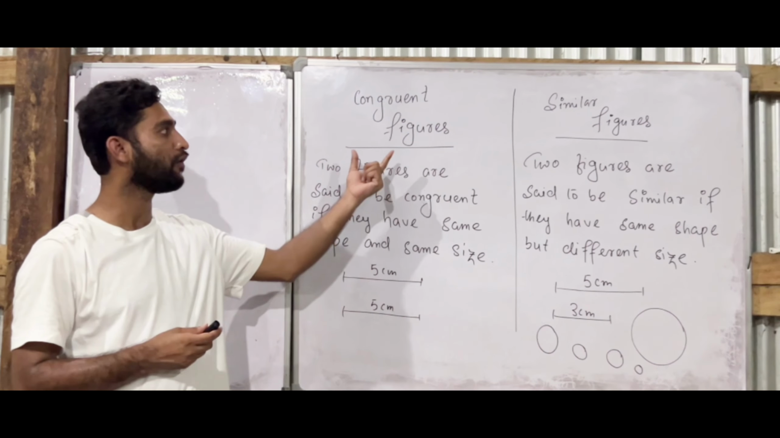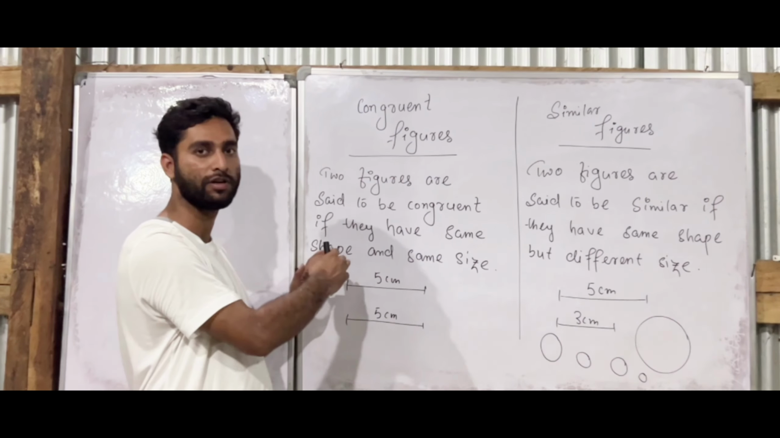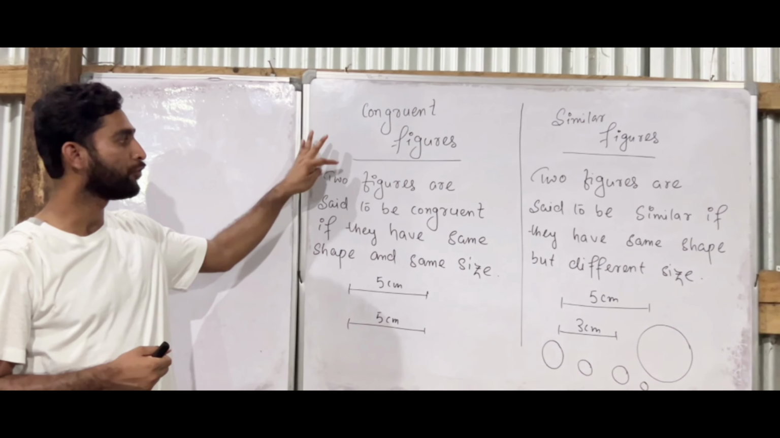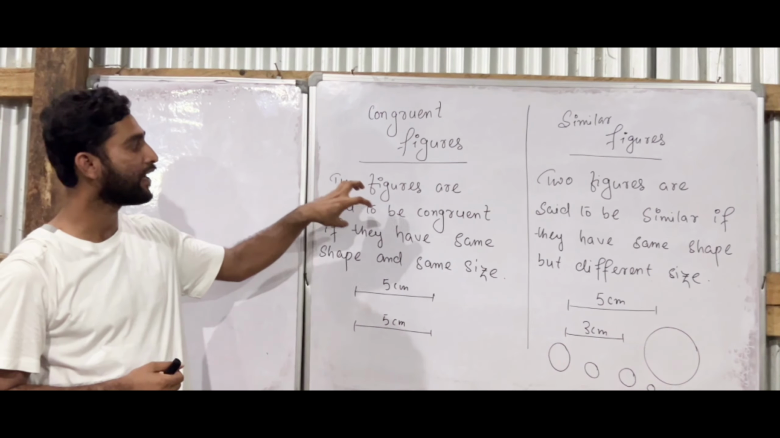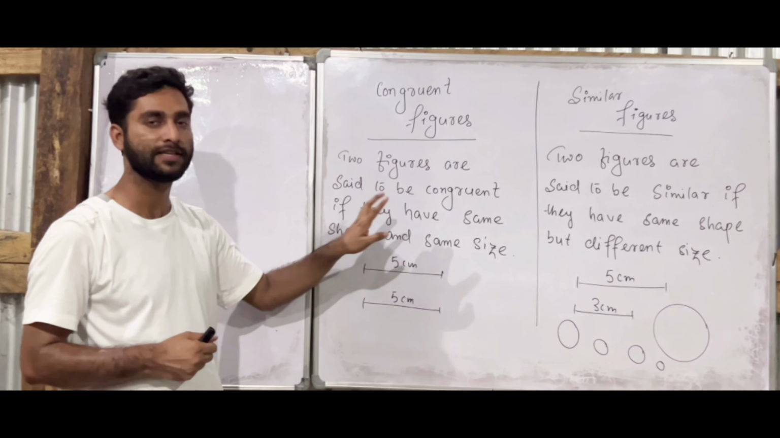But in class 9 you have already studied congruent figures. So let's recap what congruent figures are, and then we will study what similar figures are. Congruent figures means what? Two figures are said to be congruent if they have the same shape as well as the same size.